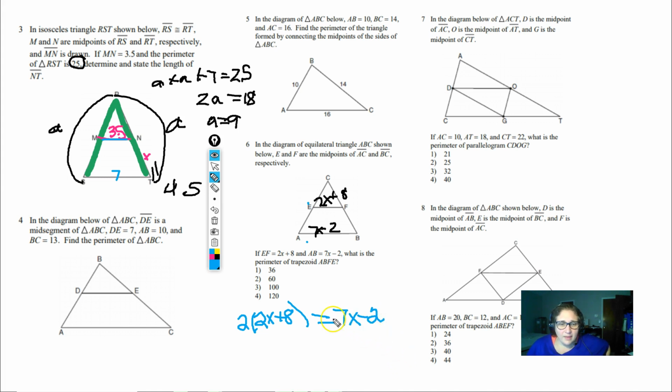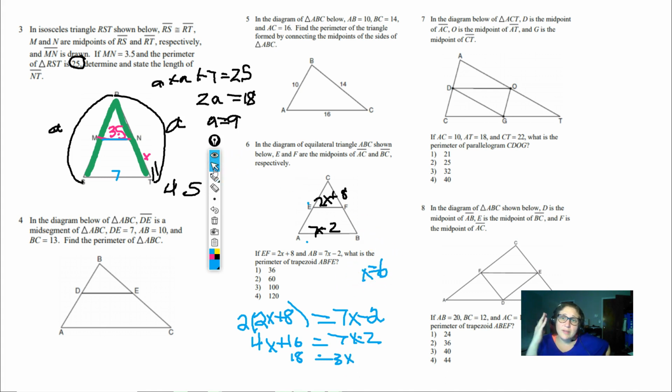Okay. And then, interesting. Oh, it says equilateral triangle. That's why. So here we've got 4x plus 16. Then we simplify: 18, 3x, x is 6.